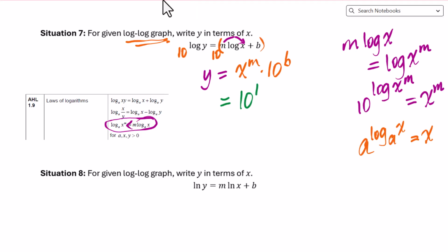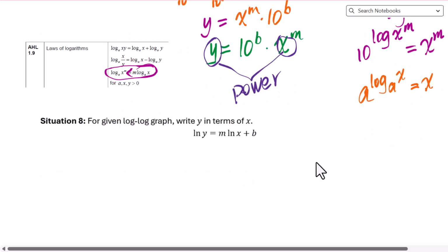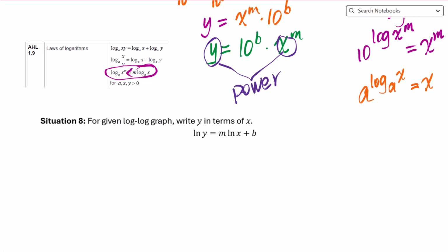Organize: 10 to the power of b times x to the power of m. This is y. You could say this is the power function model. Let's go to situation 8.